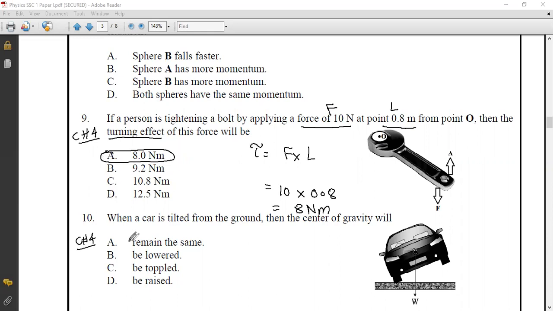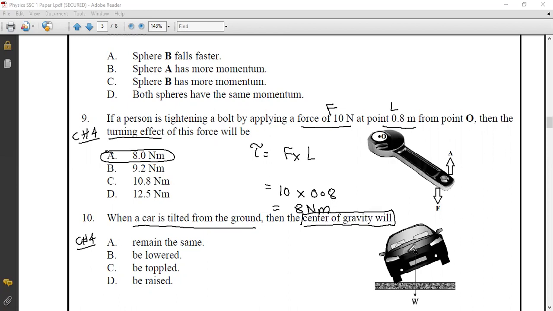Next, we have question number 10, and in this question, we have a car in which the point of center of gravity is marked at the center of this car. And when this car is tilted from the ground, what will happen to the position of center of gravity?